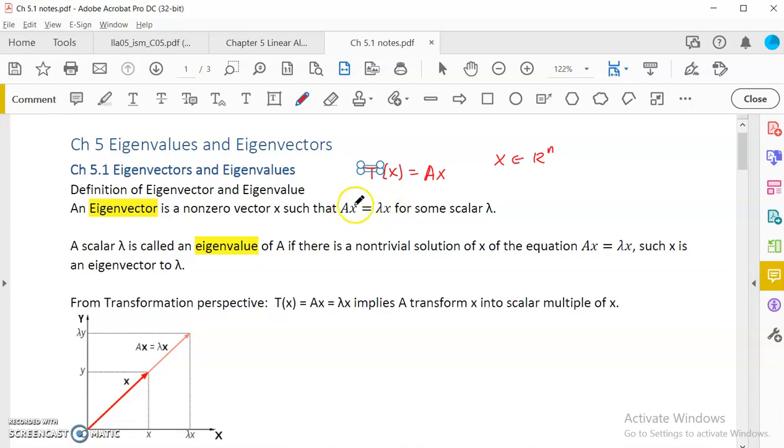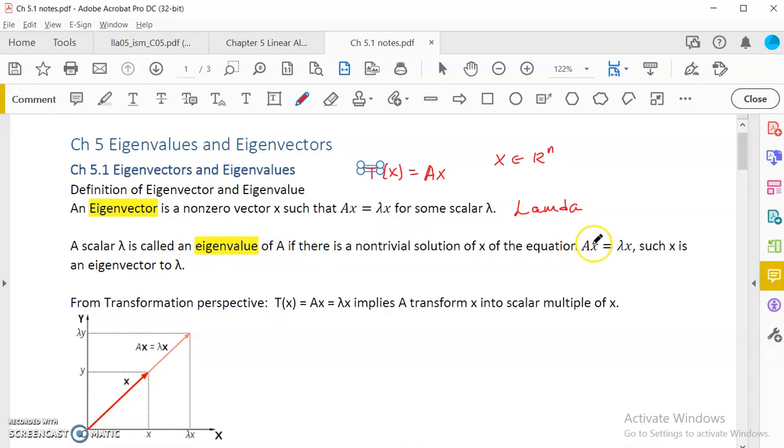Usually after you do Ax, you would have another vector, right? Anything like Ax equal to b is totally different from x. But what happened is your answer of this multiplication becomes a multiple of x. And this scalar is called lambda, which is a Greek letter. Because it is associated with x, we call it the eigenvalue of A.